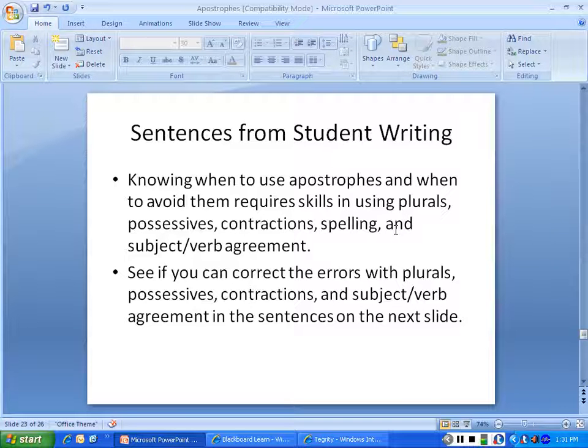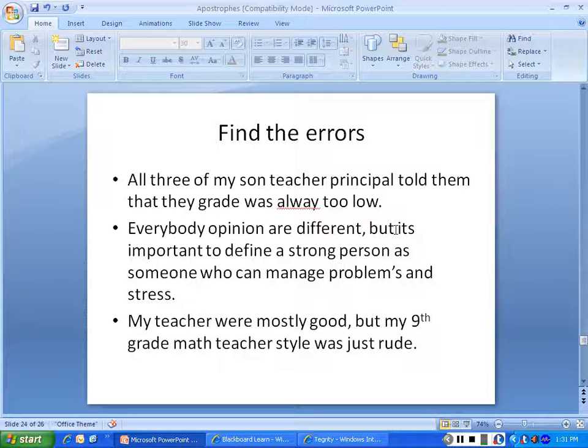See if you can correct the errors with plurals, possessives, contractions, and subject-verb agreement in the sentences on the next slide. These sentences were put together from student sentences and student errors on Lawson State Community College papers. Find the errors in the following sentences. All three of my son, teacher, principal told them that their grade was always too low. You can see that Microsoft Word has already underlined one of these as a spelling mistake. That should tip you off.